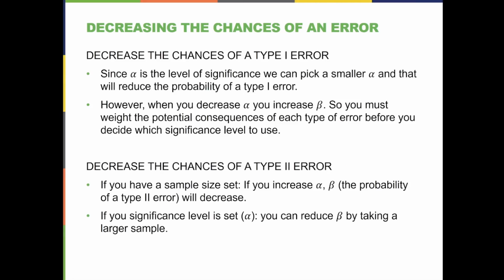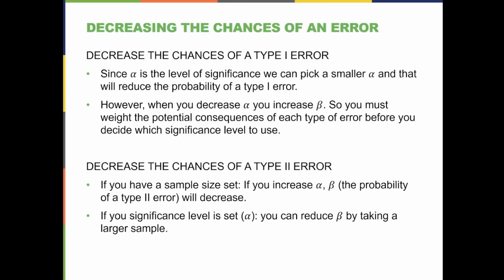So let's say we decrease the chances of a type 1 error. Our goal is to decrease the chances of a type 1 error. Maybe we look at the consequences. And since alpha is the level of significance, we can pick a smaller alpha, and that will reduce the probability of a type 1 error. However, if you decrease alpha, you increase beta, so you must weigh the potential consequences of each type of error.